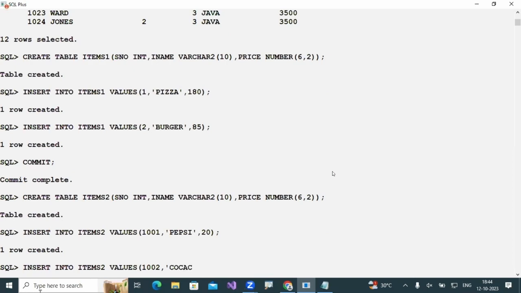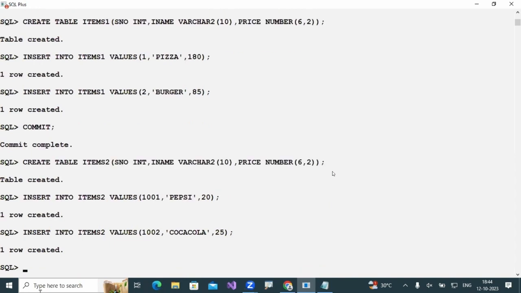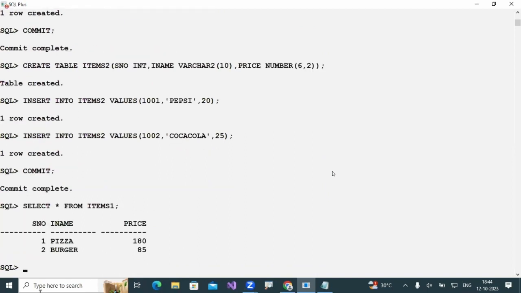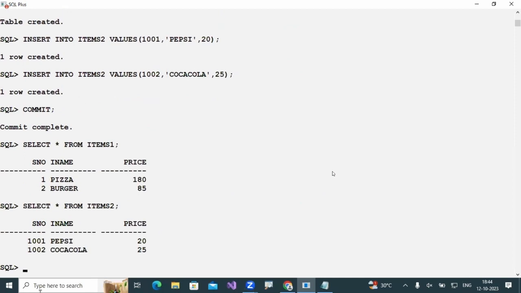Coca-Cola. It was 25 rupees. Okay, now like your wish, you can take any number of items. And finally, when you come back to these two tables, items 1 and select star from items number 2. So in these 2 items lists, one list is pizza, burger, one list is Pepsi, Coca-Cola.